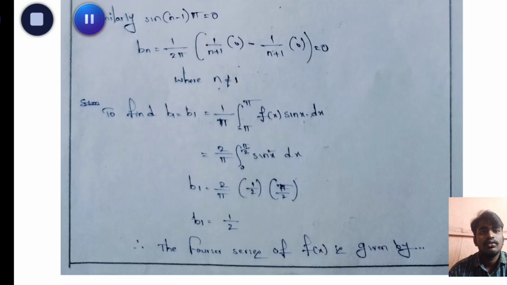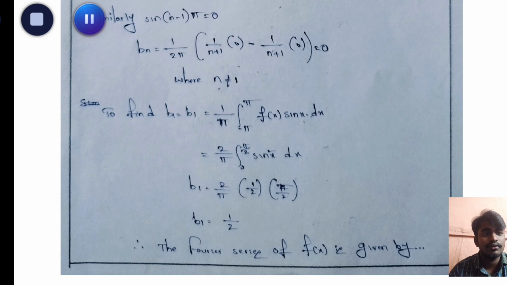Similarly bn equals 1 by 2 pi of 1 by n minus 1 into 0 minus 1 by n plus 1 into 0. Here the bn value equals 1 by 2 pi of 1 by n minus 1 into 0 minus 1 by n plus 1 into 0. That gives bn value equals 0 where n not equal to 1. To find the b1 value, b1 equals 1 by pi integral minus pi to pi f of x sin x dx. For sin x, the formula becomes 2 by pi integral 0 to pi sin square x dx. So b1 equals 1 by 2.